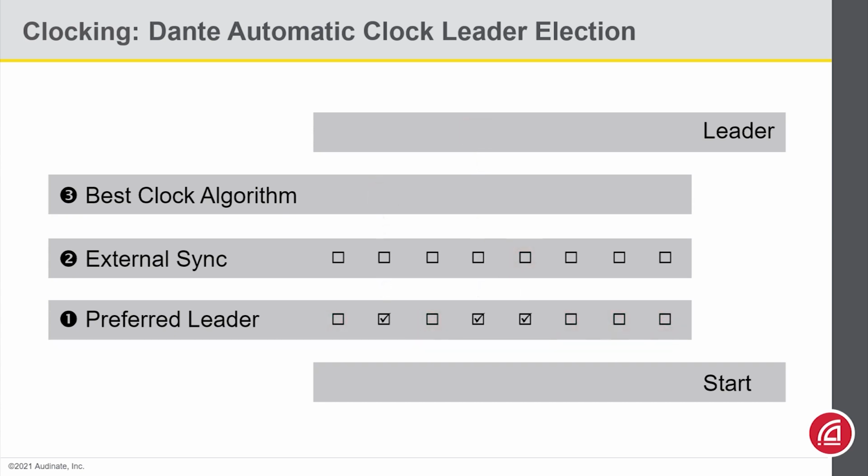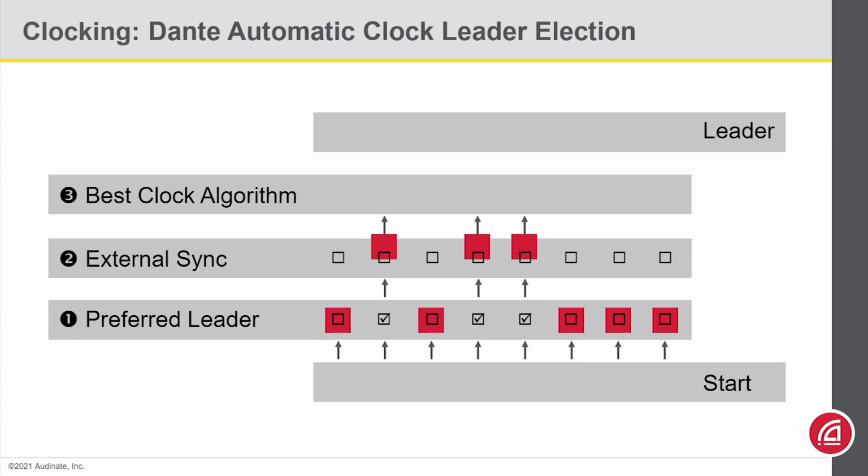Okay, let's reset. What happens if no devices are chasing external clock? Well, the first step runs as normal. The 3 devices are selected as preferred leader, so they move ahead in the election process. When we ask if anybody's chasing external clock, no one is. Well, if we end up in a situation where all candidates would be eliminated on a particular step, we instead pass all of those to the next level. Finally, we have the best clock algorithm to choose one leader out of the remaining candidates.